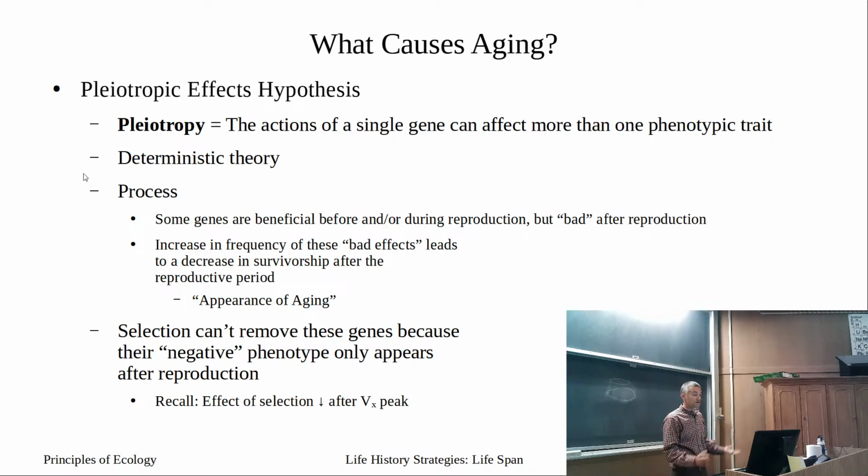So these genes could be good for the organism before and during reproduction. And then once reproduction is over, their true negative effects start to show. The more of these genes that we have, the more of these bad effects start to be exposed after our reproductive years. That leads to a decrease in survivorship and thus gives the appearance of aging. So it doesn't necessarily mean we have damage to our cells. It's just our genes saying, this is what you're going to look like when all these other hormones and characteristics are present. And then once those are gone, this is the second phenotype that we'll start to express. The negative aspects of that gene are not shown until after our reproductive years.